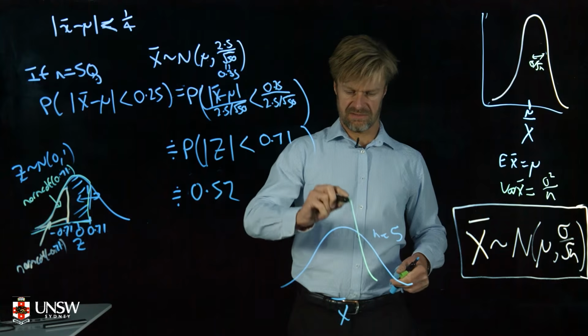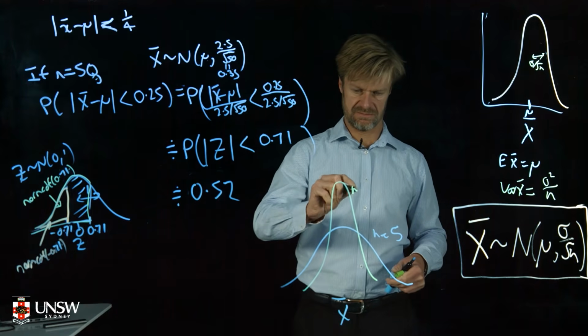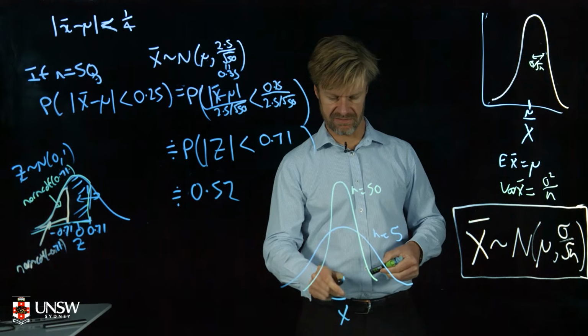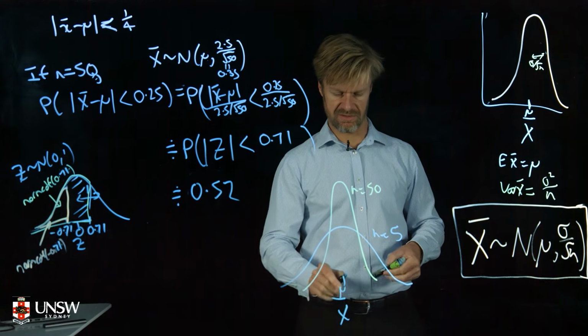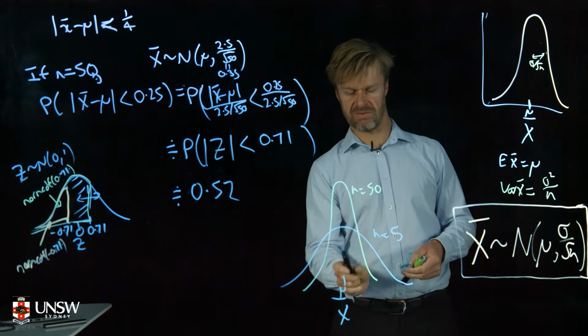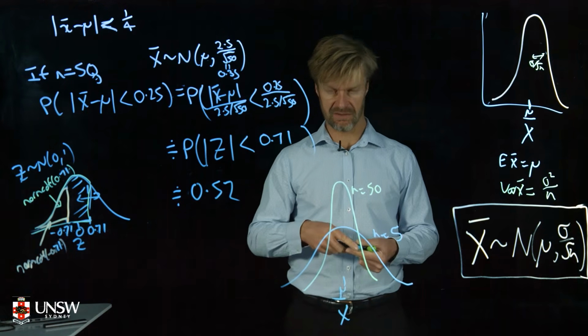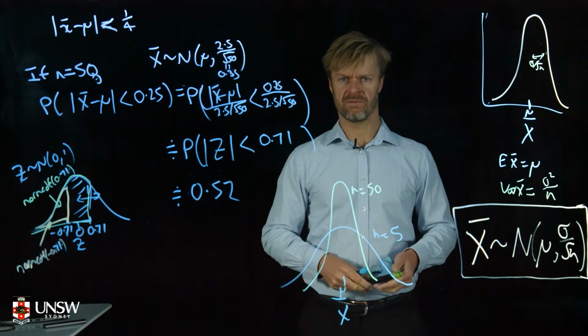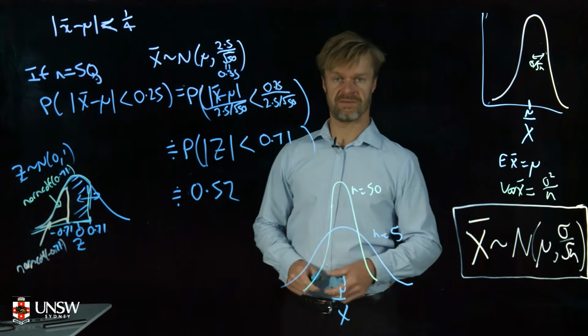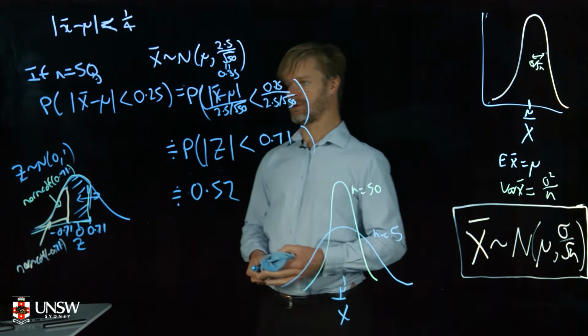N equals 50, we're getting closer to the true mean. So if we want to know how often you get within a quarter of it, it's happening a lot more often at n equals 50. What if we want to get within 15 minutes of the true mean 95% of the time?